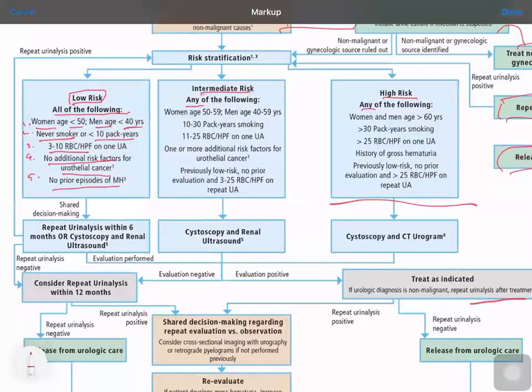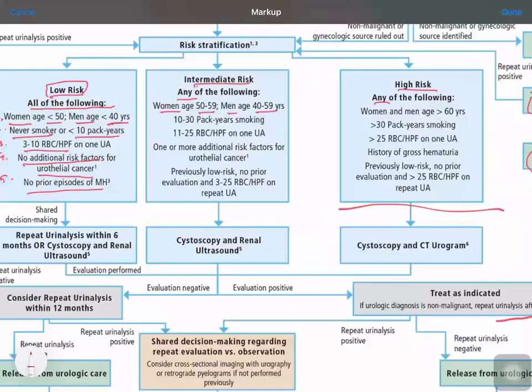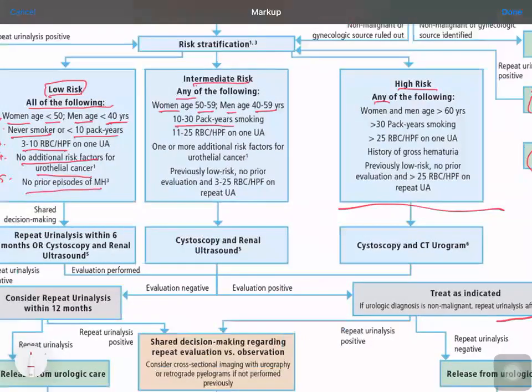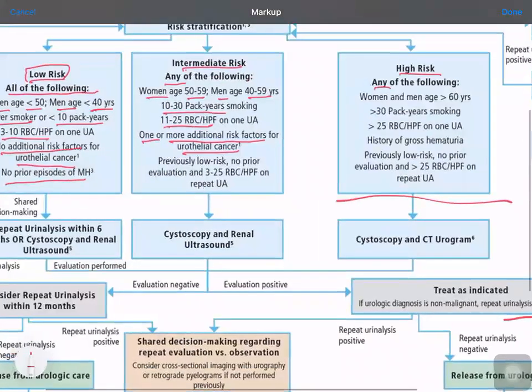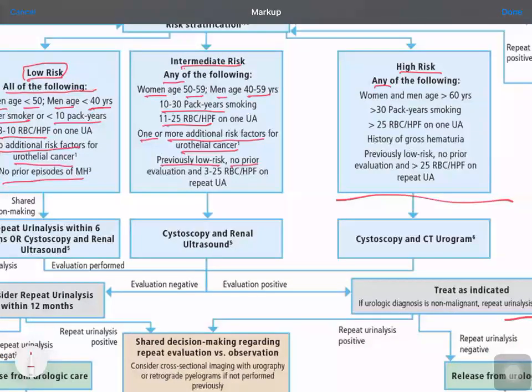For intermediate risk, for women the age should be 50 to 59, for men the age should be 40 to 59, and the pack years should be 10 to 30 pack years of smoking, and the RBCs should be 11 to 25, and there should be one or more additional risk factors for urothelial cancer. These patients can have previous low risk or no prior evaluation, and there are 3 to 25 RBCs on repeat urine analysis.